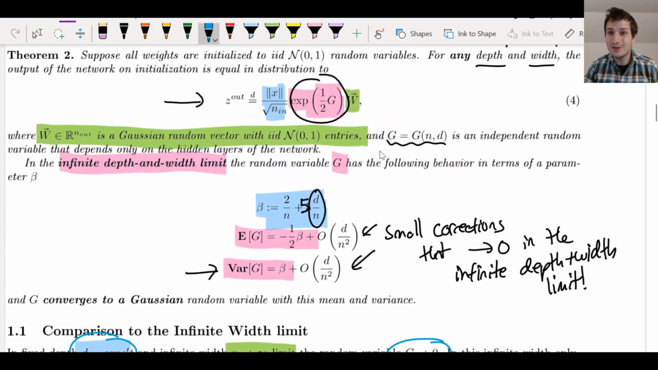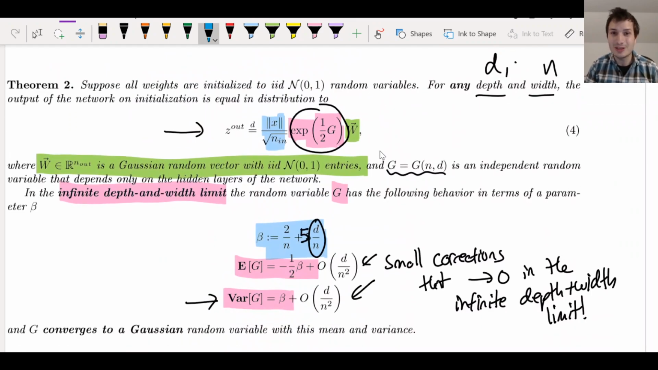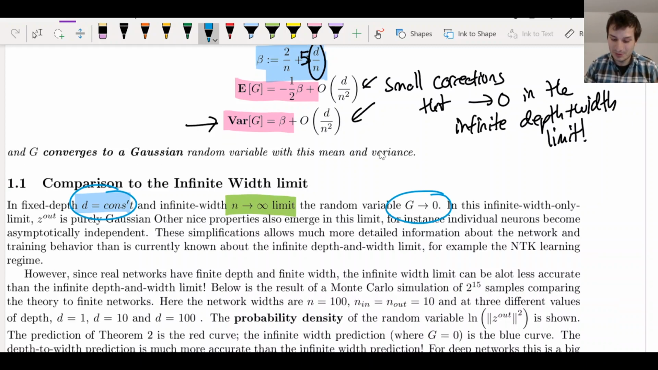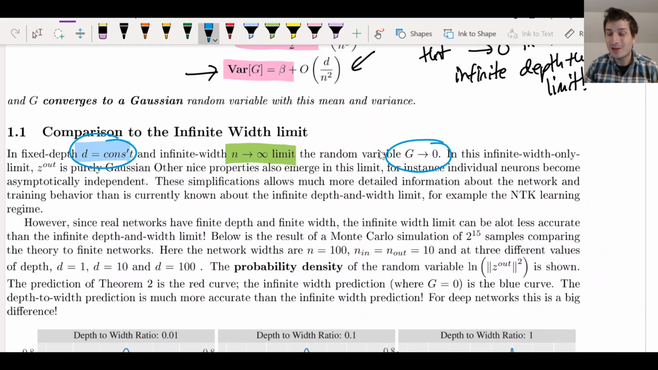And if g goes to 0, you lose g entirely. You have e to the 1/2 times 0, that does nothing, and you completely throw away this log Gaussian behavior. So that's why the infinite width limit does not see these funny effects. The infinite width limit makes g equal 0, and in that limit, you don't see the log Gaussian behavior. So this is kind of like throwing away an important part of the behavior.